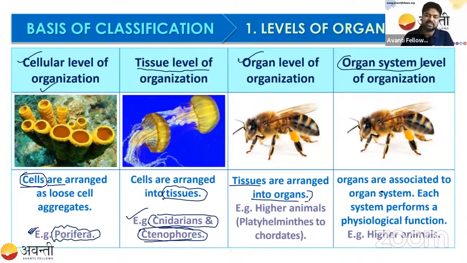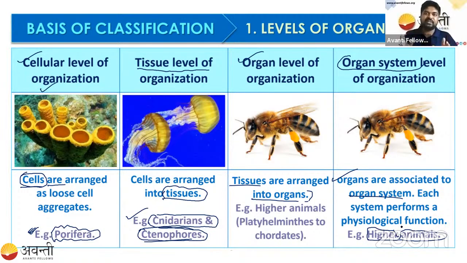Means here organs are associated. For example, in case of the digestive system, you can see mouth, tongue, esophagus, gut, all these things. So these different types of organs meet together, combine, and perform the same type of function. That thing is known as the organ system level organization. Here the organs are associated into organ systems, and each system performs a physiological function, for example respiratory system, digestive system, reproductive system, and so on. So higher animals contain different organ systems.